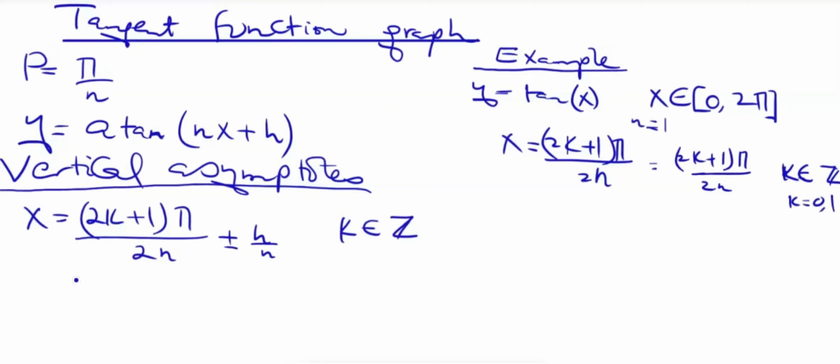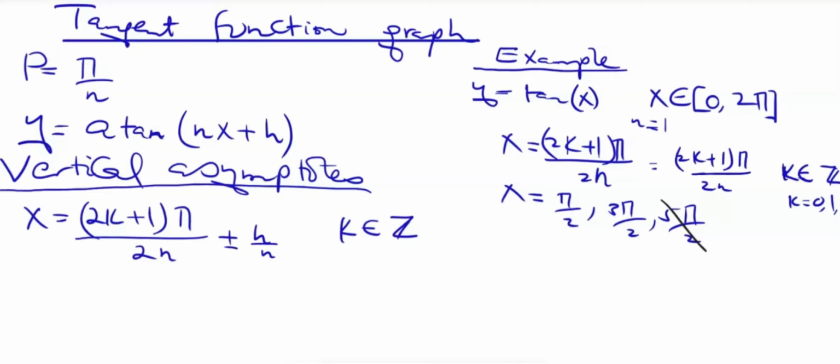So (2k plus 1) pi over 2n, where k is an integer. If k is 0, my vertical asymptote is pi over 2, and the next one will be 3 pi over 2. The next would be 5 pi over 2, but because this is a restricted domain, we don't need to worry about that, because it's over 2 pi. So these are the vertical asymptotes we need to indicate on the graph.